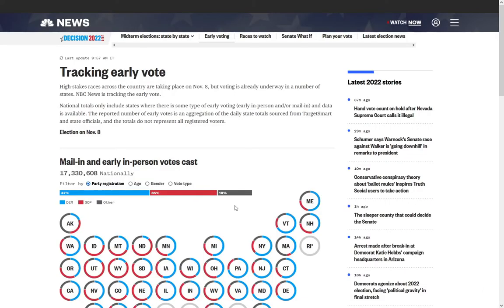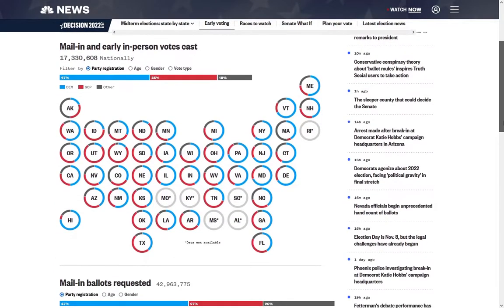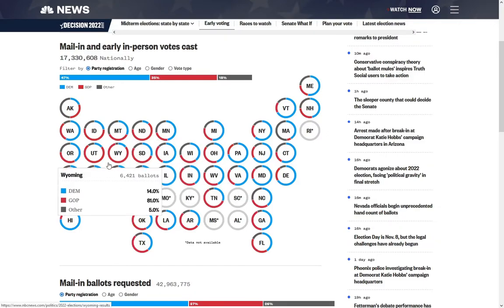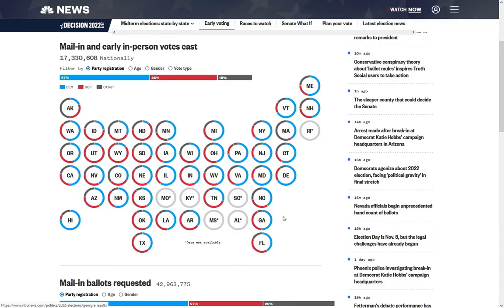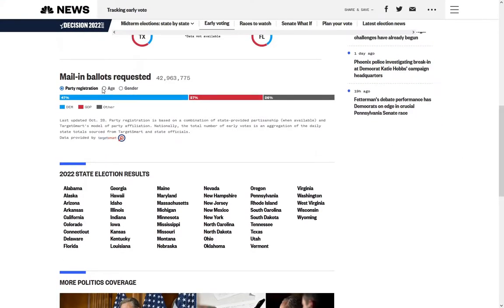They also have a similar feature. It does say they get their data from TargetSmart, but the presentation here might be a little bit preferable for you. At the top, we're looking at mail-in and early in-person votes cast, and you could toggle between party registration, age, gender, and vote type. And obviously here it shows you each state down below. And there's a few states where data is unavailable. And then down below here, it shows you how many mail-in ballots were requested. So there's a lot here to look at for early voting.